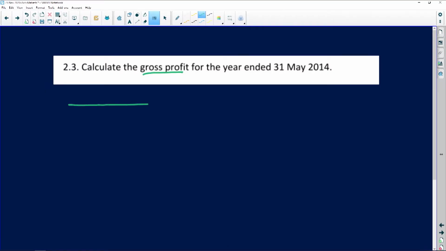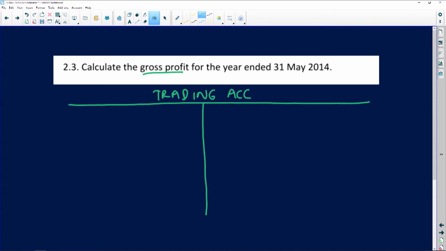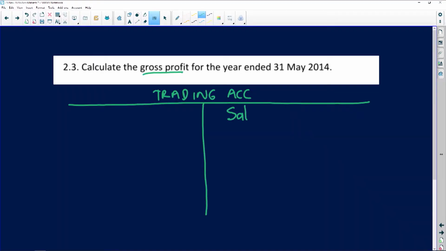gross profit. Right, so the method I'm choosing to do this calculation is the ledger account, and I'm going to draw up the trading account as part of my calculation. So remember, guys, trading account, calculating your gross profit. Right, so let's start off with sales.